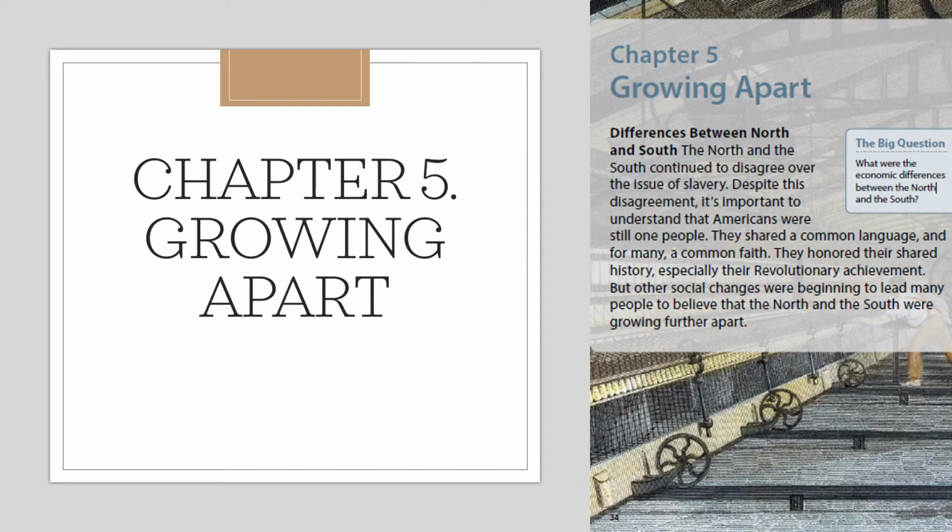Chapter 5, Growing Apart. Differences between North and South. The North and South continued to disagree over the issue of slavery. Despite this disagreement, it's important to understand that Americans were still one people. They shared a common language and, for many, a common faith. They honored their shared history, especially the Revolutionary achievement. But other social changes were beginning to lead many people to believe that the North and the South were growing further apart.